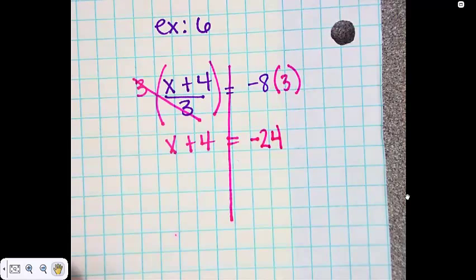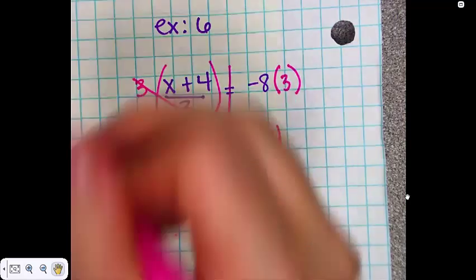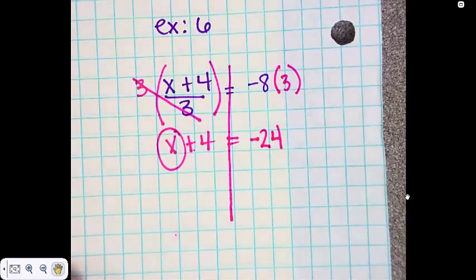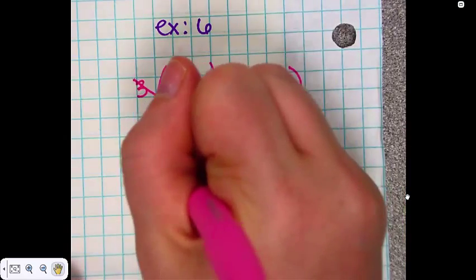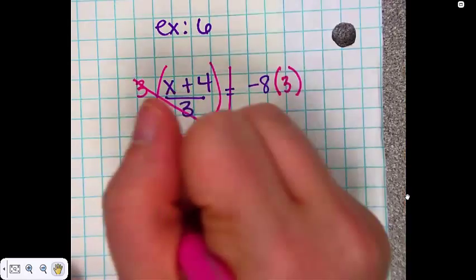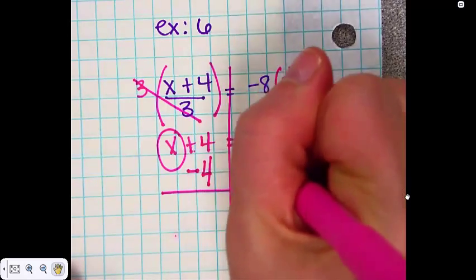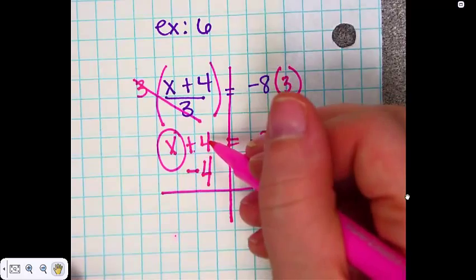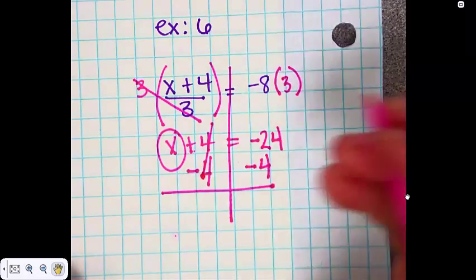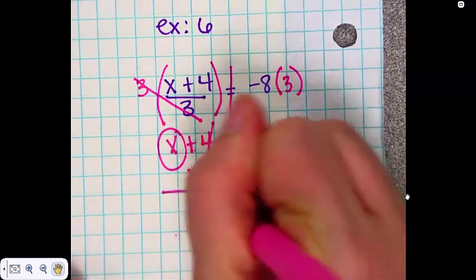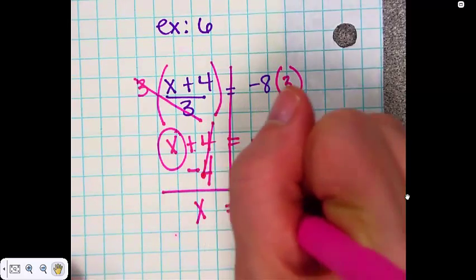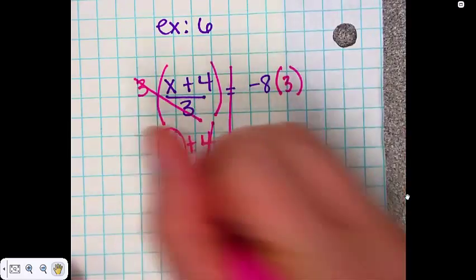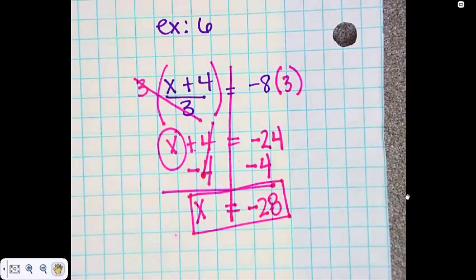Alright, now we're next to our last step. We have an x right here. I need to get rid of a plus 4. The inverse operation for addition is subtraction. So I'm going to do the opposite and subtract 4. If I do it on one side, I have to do it on the other side. 4 and negative 4 undo one another, so they're gone. X equals negative 24 minus 4 is going to be negative 28. X equals negative 28. Alright, so that is solving one and two-step equations.